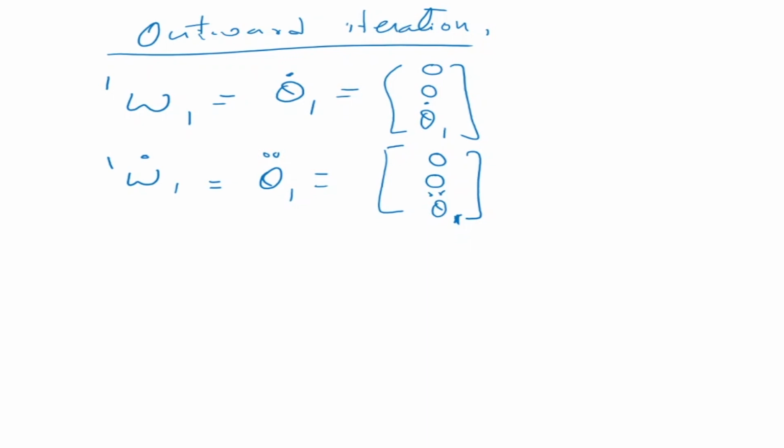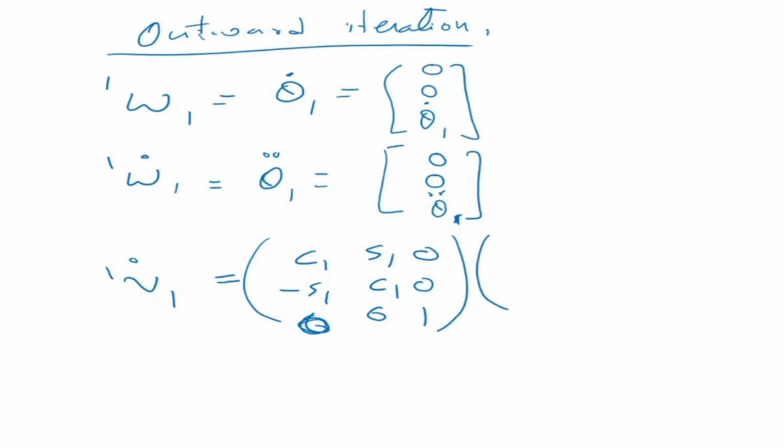What is the velocity of the first joint? Note that the velocity of the previous frame, the 0 frame, is 0. But note that there is a gravitational acceleration. So v1 dot is equal to the matrix cos 1, sine 1, 0, minus sine 1, cos 1, 0, 0, 0, 1, into this term, where there is a g there: 0, g, 0, which is equal to g into s1, g into c1, and 0.